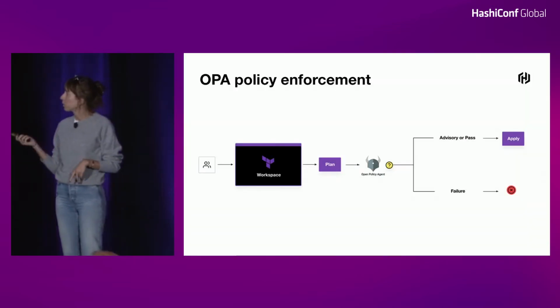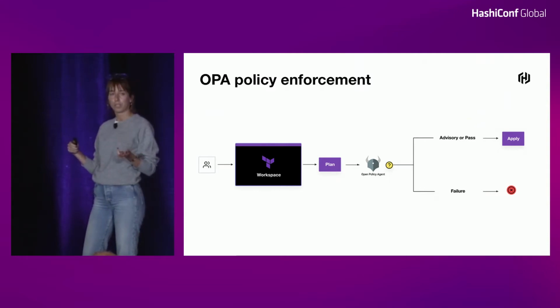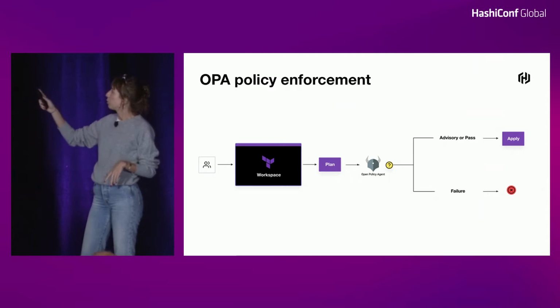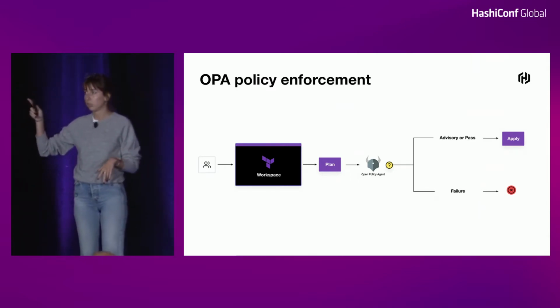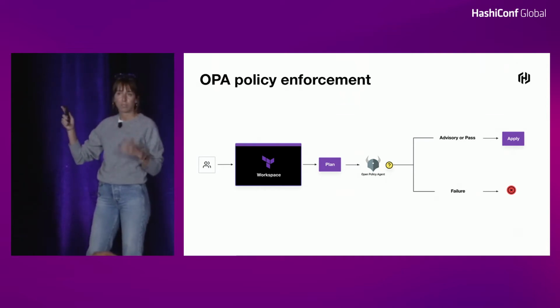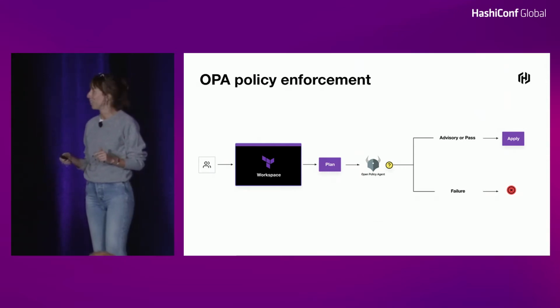The way that this works is after you define a policy set within your organization and associate it with a workspace, Terraform Cloud will run those evaluations on any workspaces that you've attached that policy to. After you run your plan, Terraform Cloud will take the JSON formatted plan output, run it through the agent, check any policy sets that you have configured on that workspace, and then decide what to let you do or not.